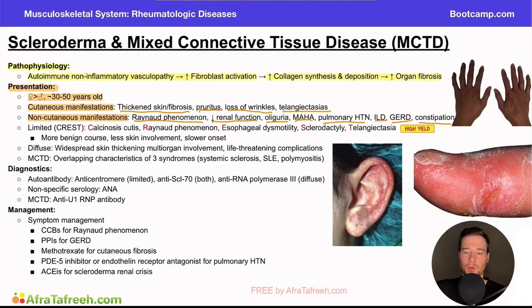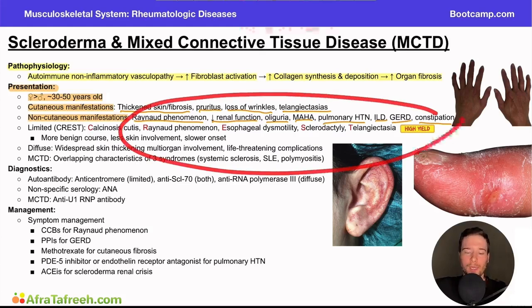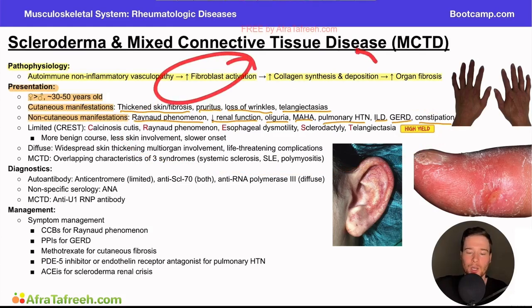Again, we can extrapolate this to other things. What about GERD? Increased deposition of collagen can lead to esophageal dysmotility. This can then lead to dysphagia and ultimately reflux as well. So all of these things have in common that we have increased activation of the fibroblasts and increased collagen synthesis throughout the body, and this can lead to a variety of different problems.